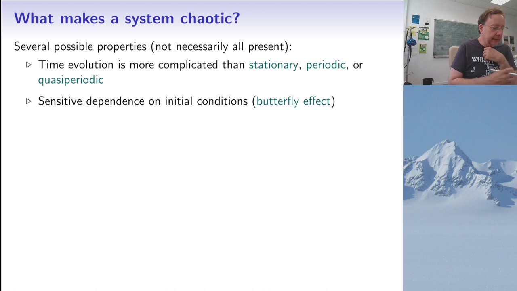Now, another thing that is often associated with chaos is sensitive dependence on initial conditions. So now what you do is that you don't just observe the evolution for one initial state, you take two initial states, which are different but can be very close to each other, and then the evolutions for these two initial states should after a while get very different. So this is sometimes called the butterfly effect, and it goes back to the meteorologist Edward Lorenz, who coined this term in the 1970s.